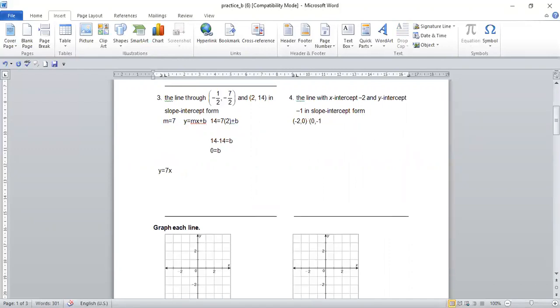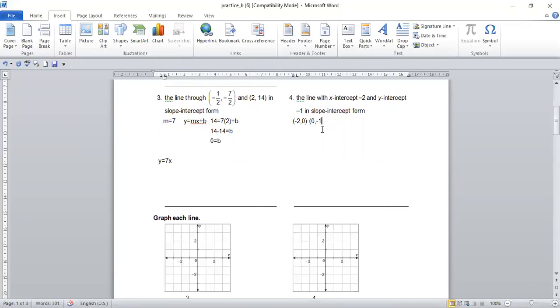Okay. So these are the two coordinates we have. How did I get the coordinates? Here they said the line with x-intercept is -2. So x-intercept is -2 means y is 0, and y-intercept is -1, which means the x is going to be 0. Now using these two, we will find the slope.